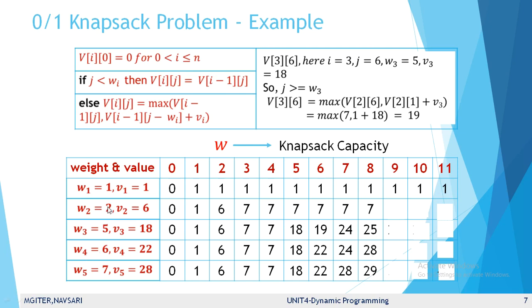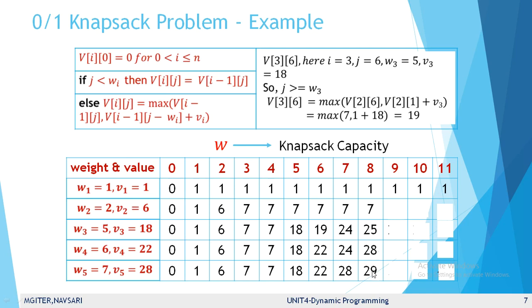Now at i equal to 4 we have two choices, with the object of 4. 6 plus 2 is 8: item number 2 and item number 4, and the profit is 22 plus 6, which is 28. The second choice is items number 1, 2 and 3: 1 plus 2 plus 5 is 8, but the profit is 18 plus 6 is 24, plus 1 is 25. So we include item number 2 and 4 with the profit of 28. So here we write 28.